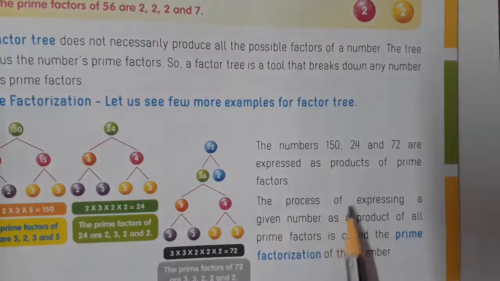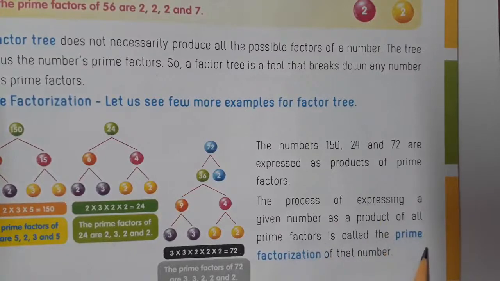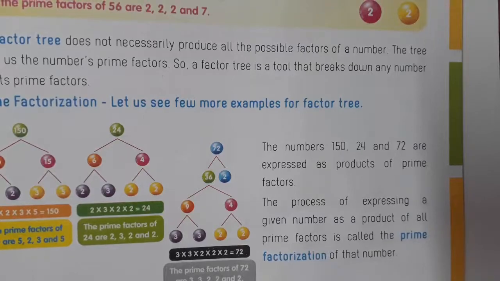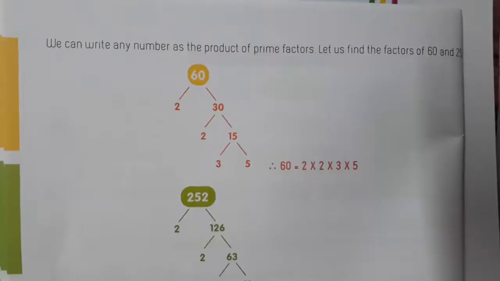The process of expressing a given number as a product of all prime factors is called the prime factorization of that number. Let us see some more examples in the next page, children.